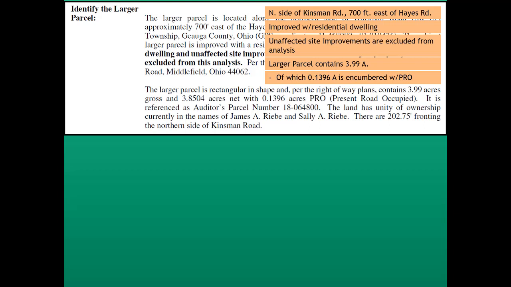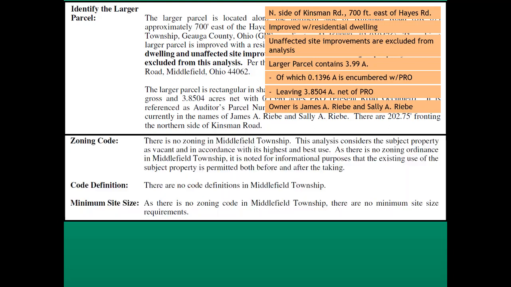What that means is standard highway easement. There is a standard highway easement that contains 0.1396 acres that currently encumbers the road. That is known as PRO. And that leaves an area of 3.8504 acres that has no PRO encumbrance on it. The owner is James A. Ryby and Sally A. Ryby.